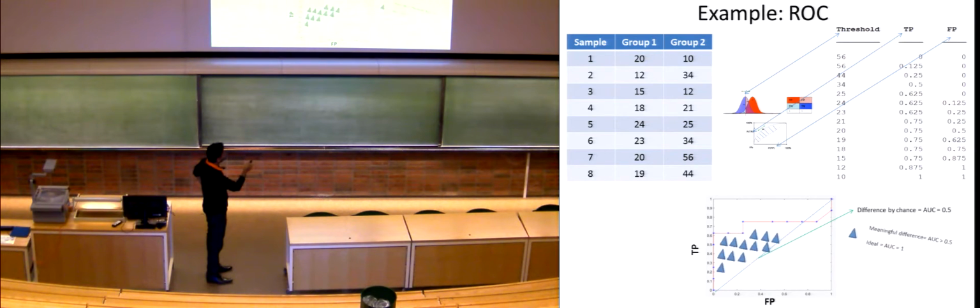The area under this curve is called the area under ROC, because this is a ROC curve. If the area is more than 0.5, and the bigger this area is, the more meaningful the difference between group 1 and group 2. This is what it means.